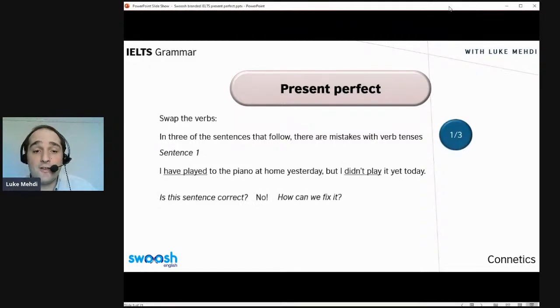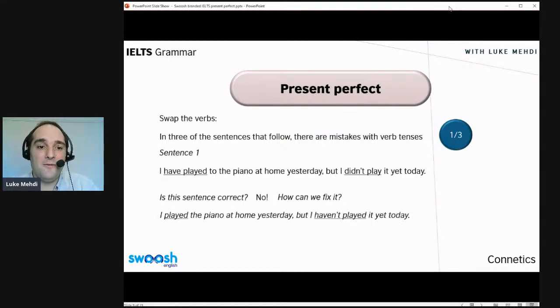So there's our first incorrect sentence. How can we fix it? We need to swap the tenses. So yesterday, that is finished. It should be simple past. Didn't play it yet today. Maybe you're going to play it later, but you haven't played it yet. So here is this sentence, and it has been corrected. I played the piano at home yesterday, but I haven't played it yet today. But you might play it later.